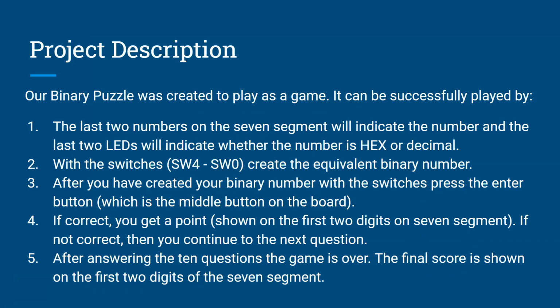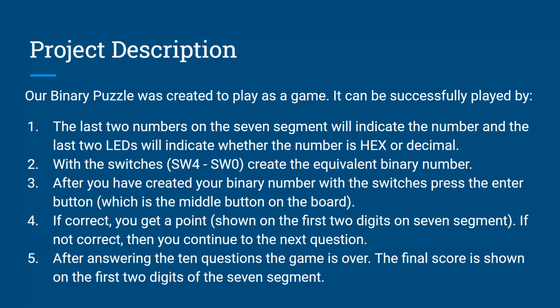So we begin with a question, you could say, or a 2-digit number displayed on the last 2 digits of the 7-segment display. Now you know if this number is hexadecimal or decimal by the last 2 LED lights on the board. The individual takes that number and tries to do the equivalent binary number using the last 5 switches on the board. After the individual creates what they think the binary equivalent is, they press the middle button on the board, which indicates an enter button.